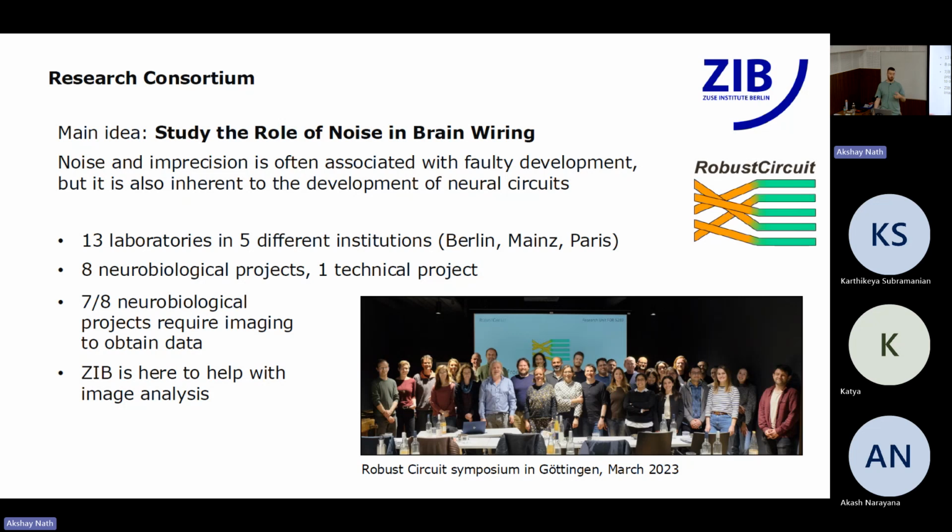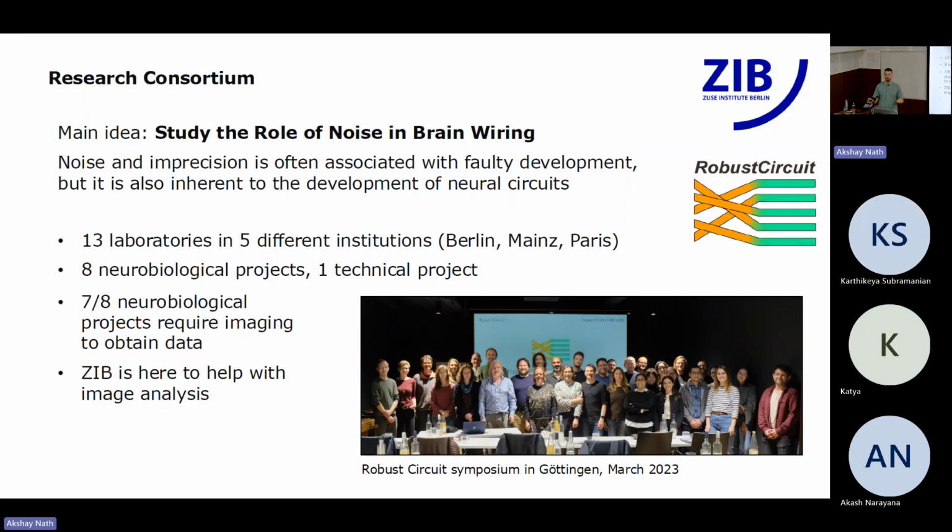The reason we are part of the neurobiological projects is that 7 out of 8 of them require some kind of images to be taken to understand the development of neuronal circuits. So we are here to develop the methods that help with the image analysis.